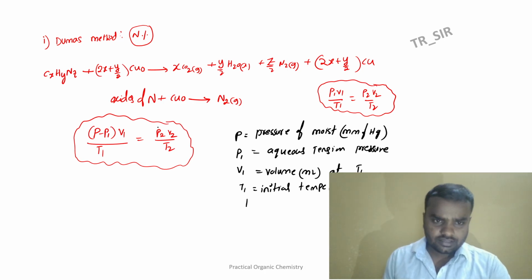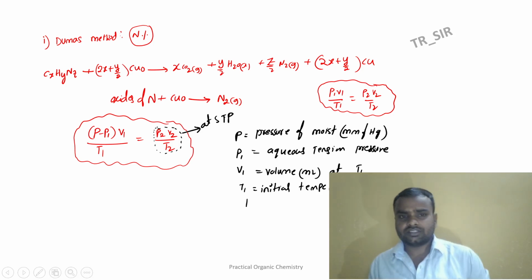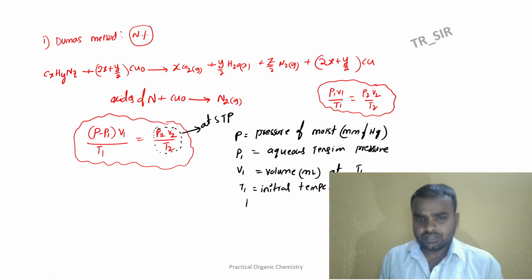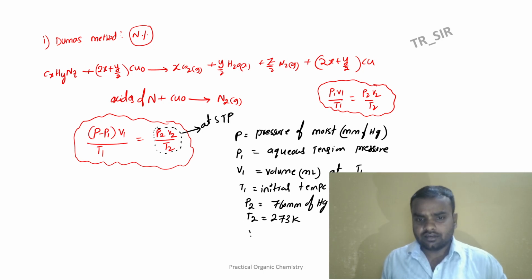T2. So this right side part will be taken as STP condition. P2 is the pressure at STP, 760 mm of Hg. T2 will be 273 Kelvin. Then the volume we need to find out.